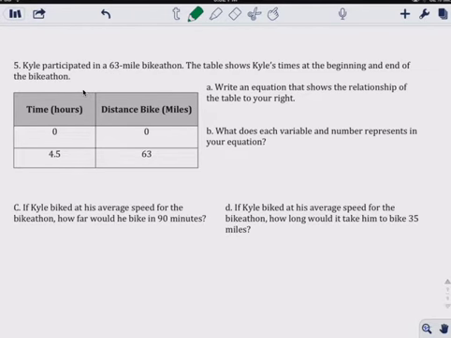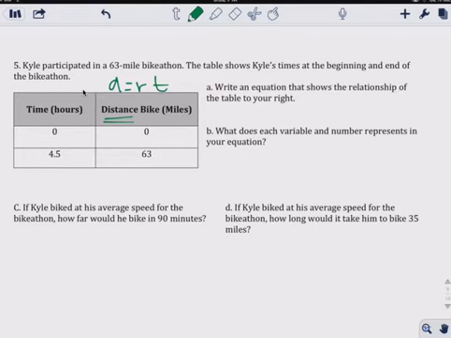Kyle participated in a 63-mile bike-a-thon. The table shows Kyle's time at the beginning and end of the bike-a-thon. Okay, the table: 0 hours, 0 distance. Oh, this must be a distance equals rate times time problem. We got distance. Okay, write an equation that shows the relationship of the table to the right.